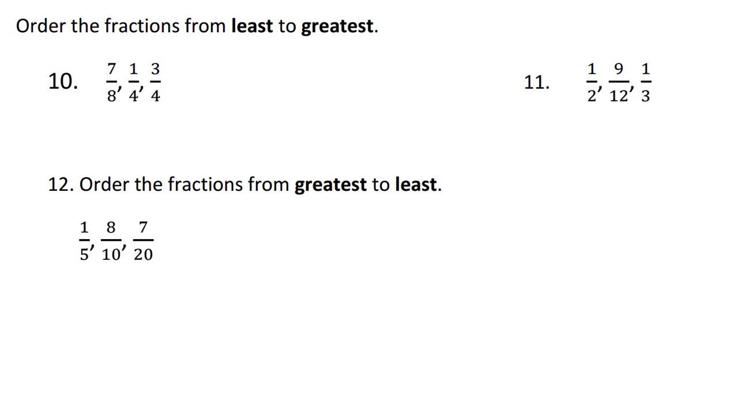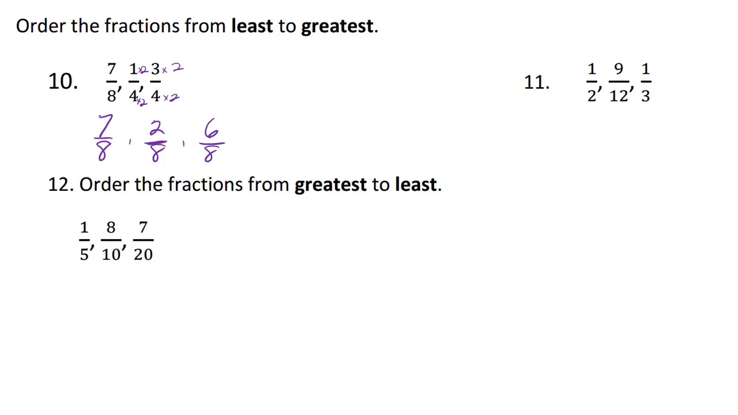So now for numbers 10 and 11, we're going to order these from least to greatest. First step is we find common denominators. Our common denominator for number 10 is 8. So let's rewrite all of our fractions with a denominator of 8. 7/8, we'll still say 7/8. 1/4, we multiply 4 times 2. Whatever we do to the bottom, we do to the top. So 1/4 is equal to 2/8. And then 3/4, we multiply the top and the bottom by 2 to give us 6/8.